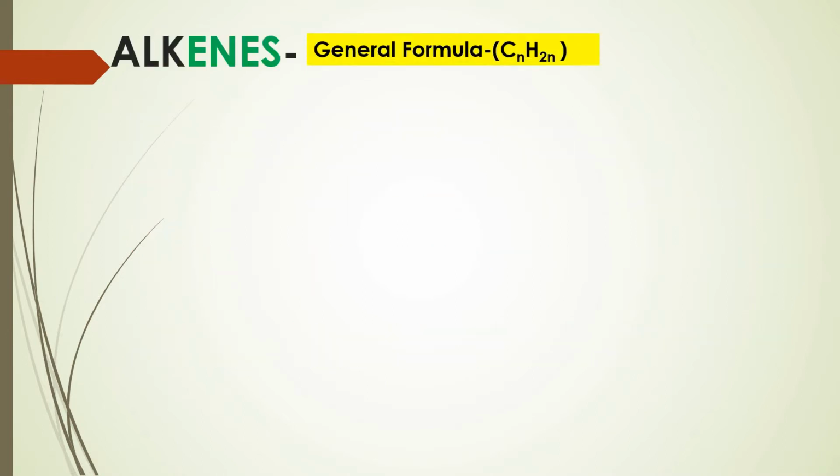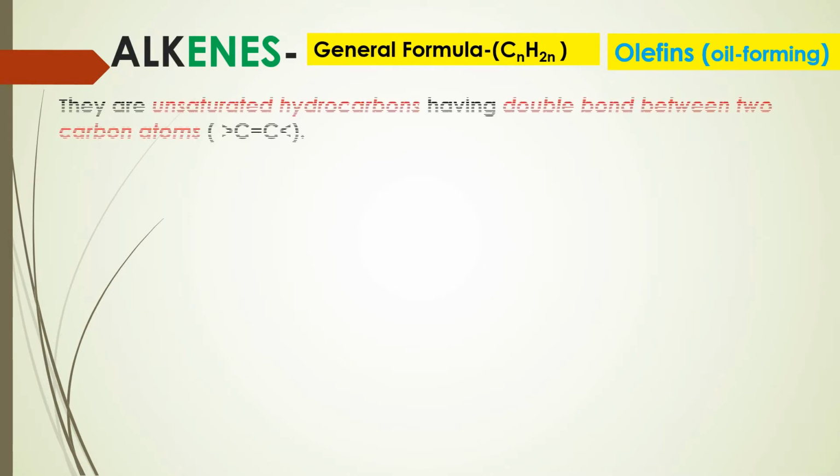Alkenes. Alkenes have general formula CnH2n, two hydrogens less than alkanes. Alkenes are also called olefins or oil-forming compounds, as the lower members of alkenes form oily products when they are treated with chlorine or bromine, and hence they are also called olefins. They are unsaturated hydrocarbons having a double bond between two carbon atoms.